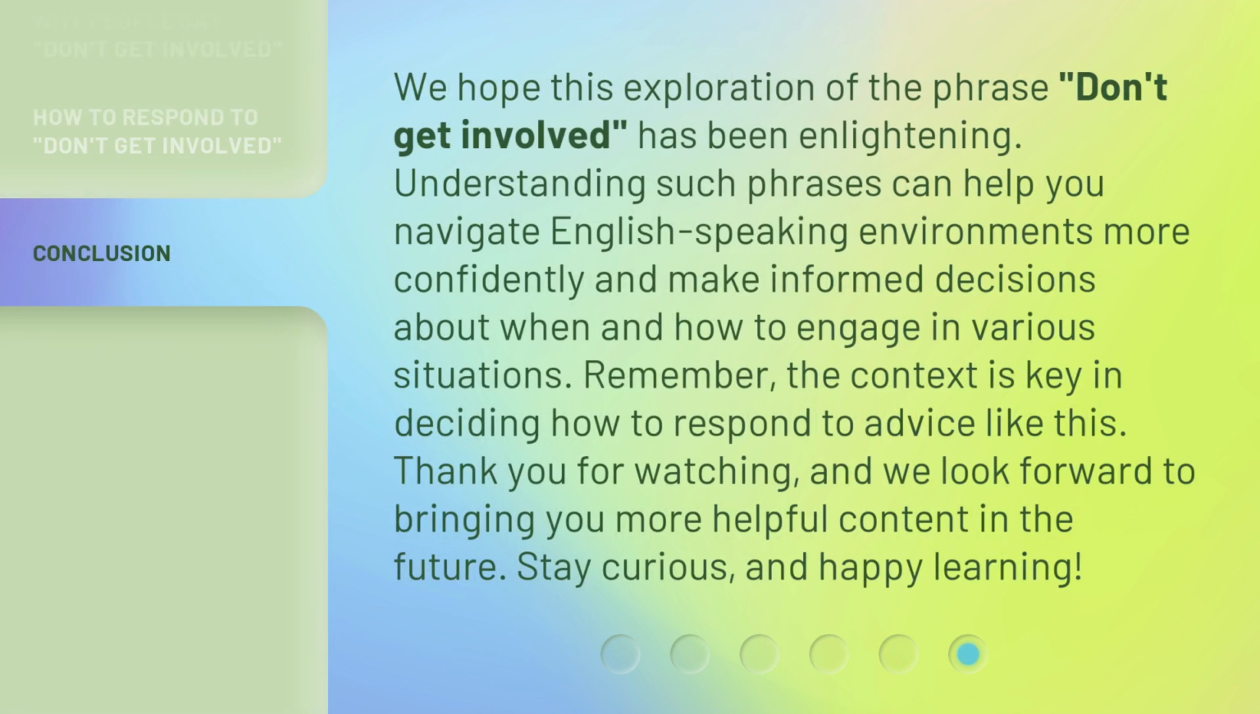We hope this exploration of the phrase "don't get involved" has been enlightening. Understanding such phrases can help you navigate English-speaking environments more confidently and make informed decisions about when and how to engage in various situations. Remember, the context is key in deciding how to respond to advice like this.